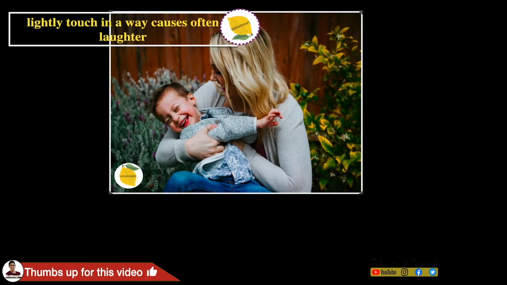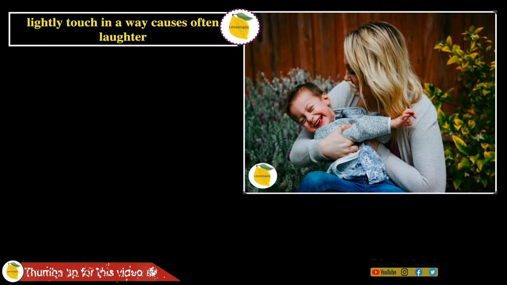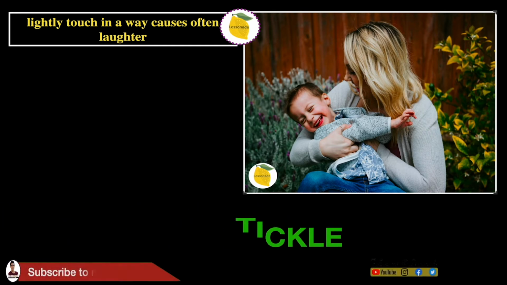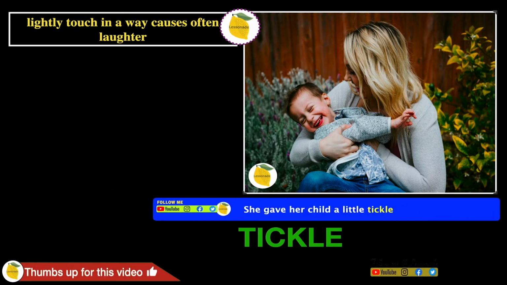The next one is lightly touch in a way that often causes laughter. In this picture we can see a mum touching a child lightly in a way which causes him to laugh. And therefore the word will be tickle. And the sentence for this word is, she gave her child a little tickle.